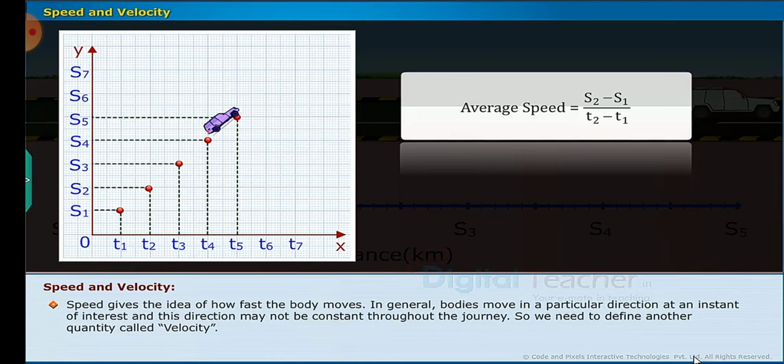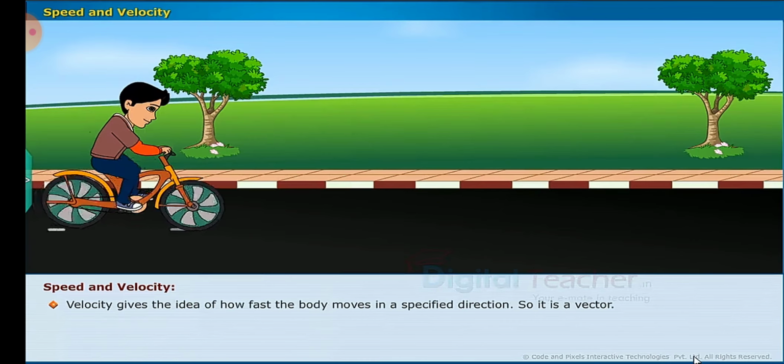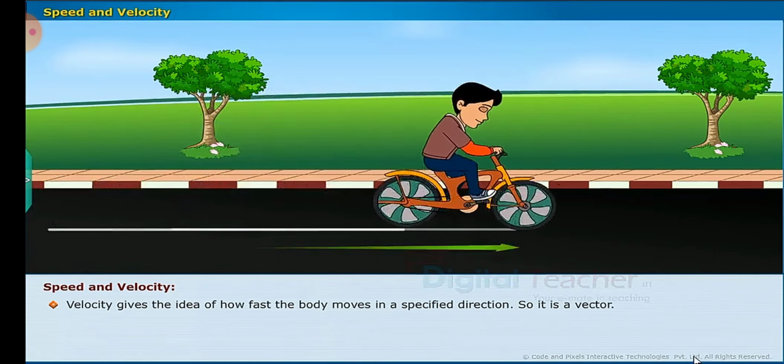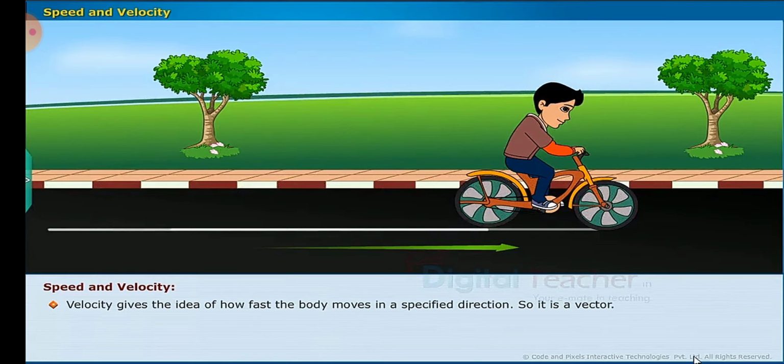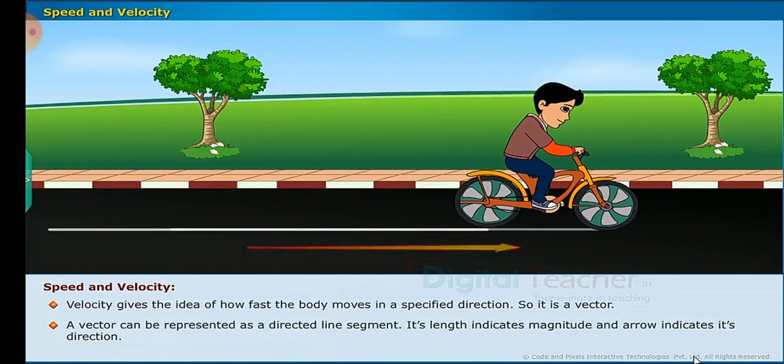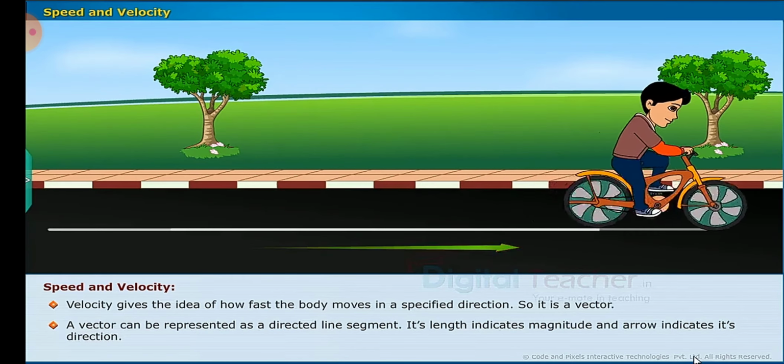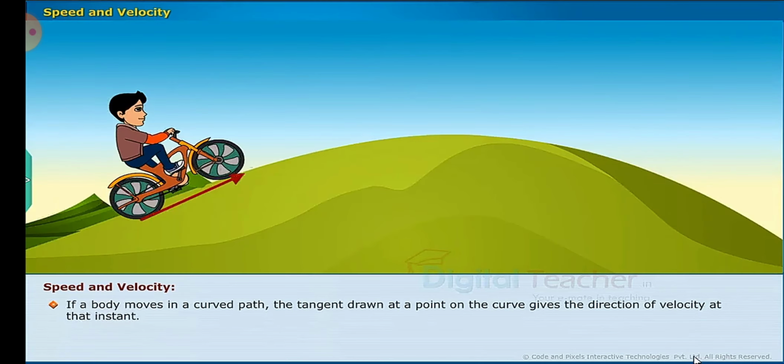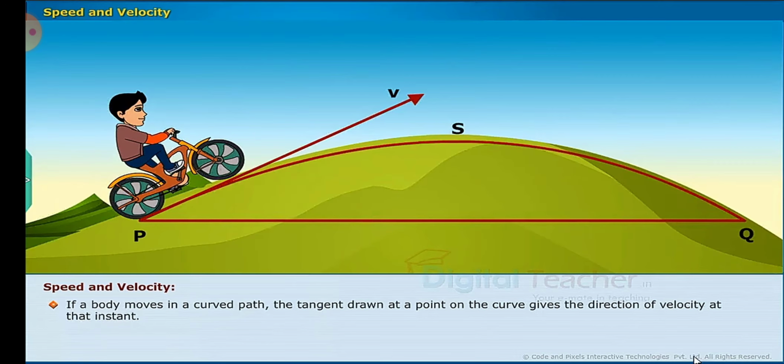In general, bodies move in a particular direction at an instant of interest, and this direction may not be constant throughout the journey. So, we need to define another quantity called velocity. Velocity gives the idea of how fast the body moves in a specified direction. So, it is a vector. A vector can be represented as a directed line segment. Its length indicates magnitude and the arrow indicates its direction. If a body moves in a curved path, the tangent drawn at a point on the curve gives the direction of velocity at that instant.